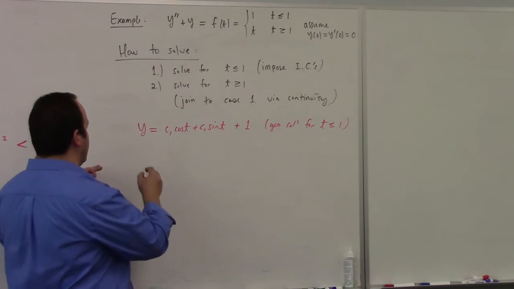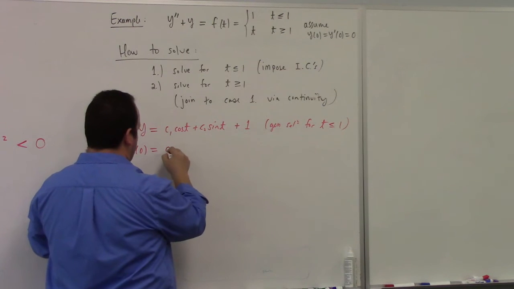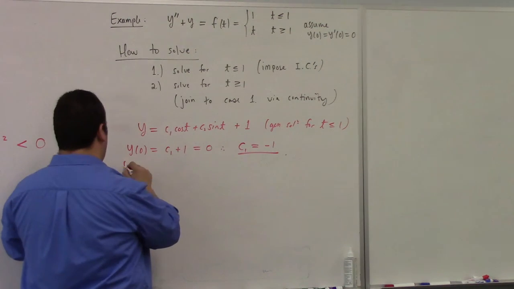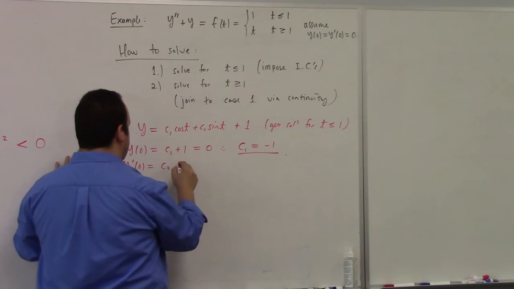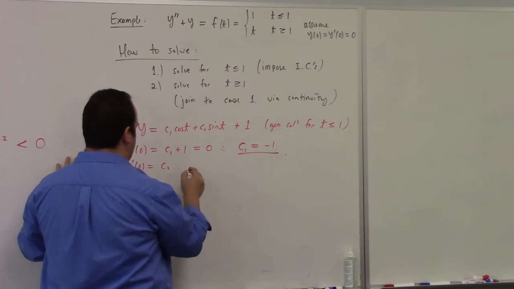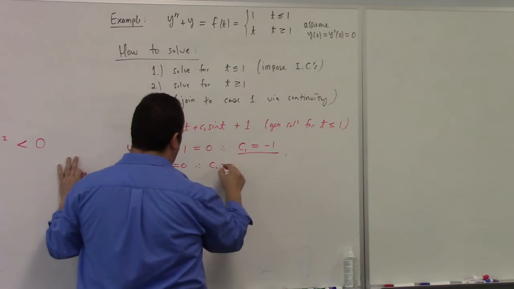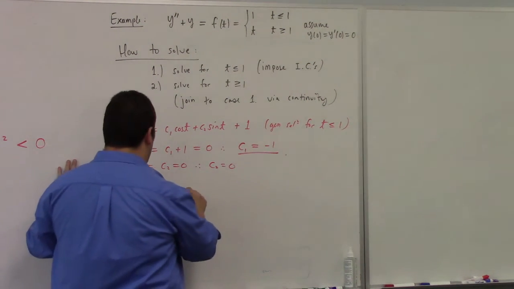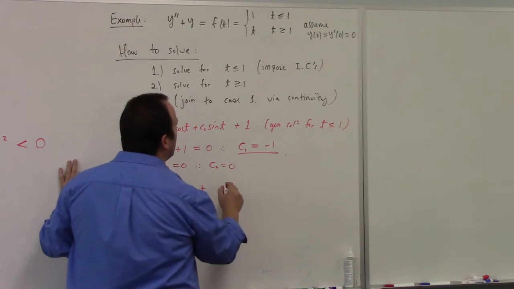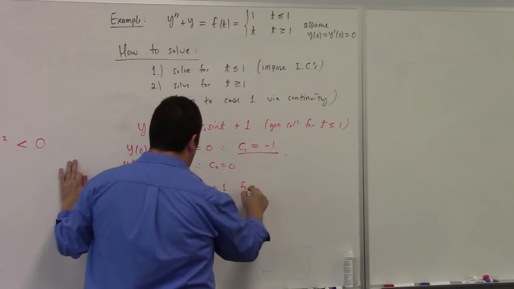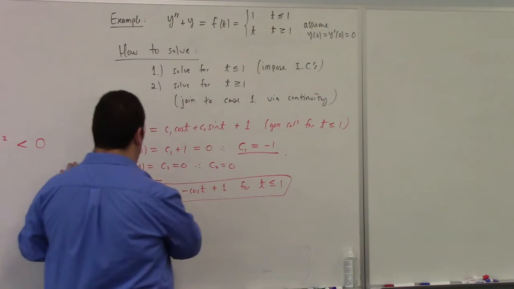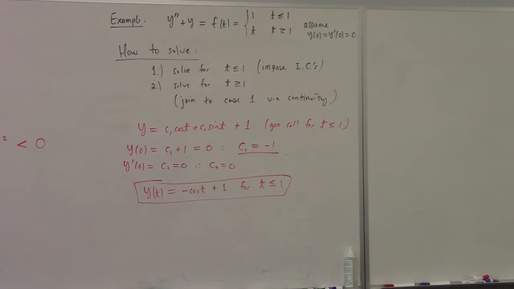I apply the initial conditions, right? y of 0, c1 plus 1 equal to 0. Therefore, c1 is minus 1. y prime of 0 is c2 cosine of 0, which is 1. So that's equal to 0. So therefore, c2 is equal to 0. So consequently, y of t is equal to minus cosine of t plus 1 for t less than or equal to 1. So stage 1 is done. Now to solve for, how about t greater than 1?